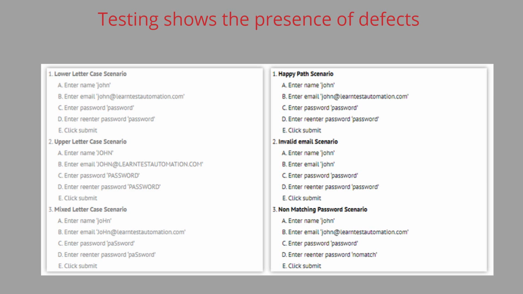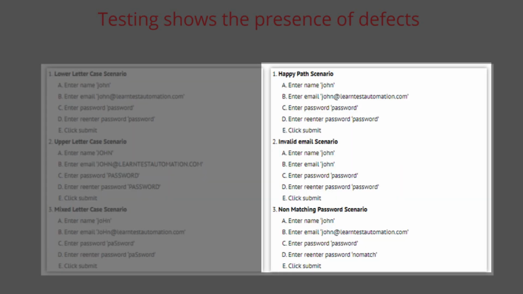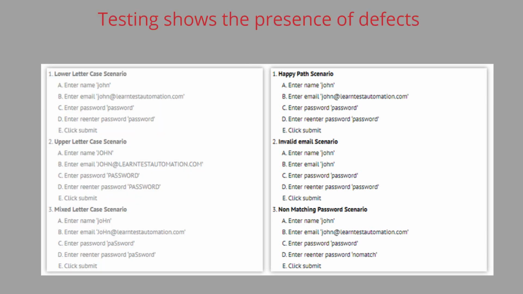So for instance, if you look at the 2 options for test cases provided below, notice that one set focuses on just letter case scenarios, where the second set focuses on 3 different areas that could find defects. As a result, the second set would be the best option for trying to find as many bugs as possible.